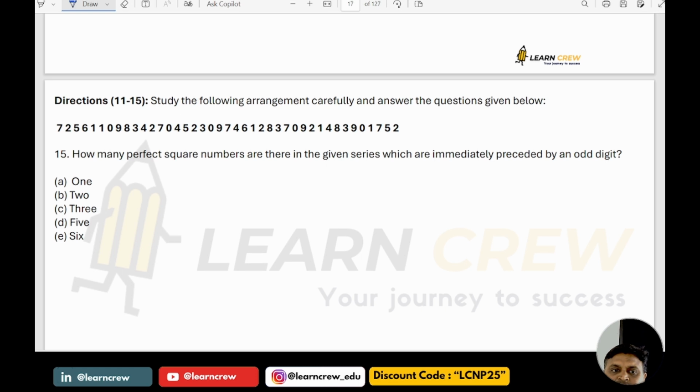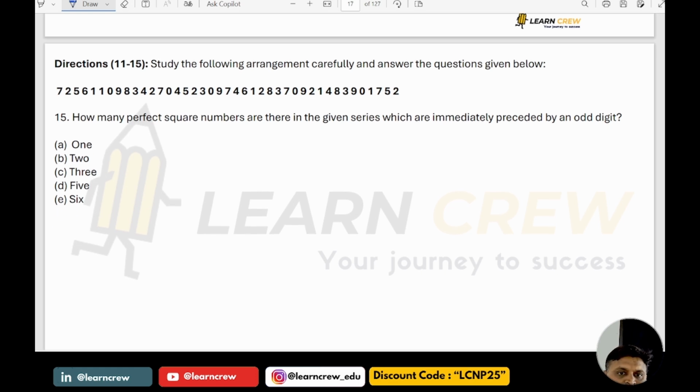Now question number 15. How many perfect square numbers are there in the given series which are immediately preceded by an odd digit? So perfect squares preceded by an odd digit. You have here 1, 1. Then you have 3, 4. Then you have 7, 4. Then you have which one again? 1, 4. Then you have 3, 9. So how many such cases are there?